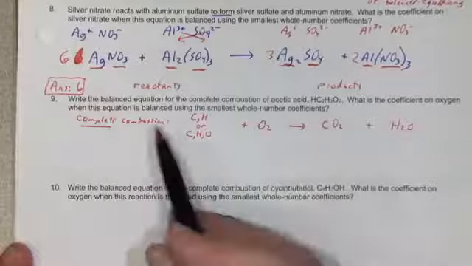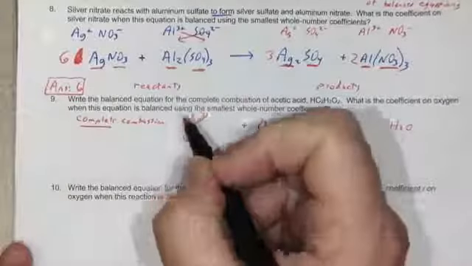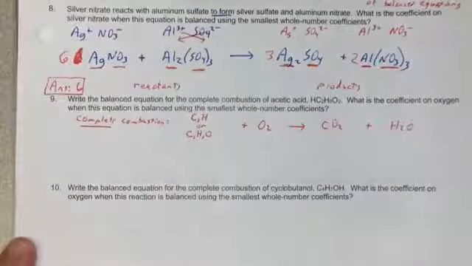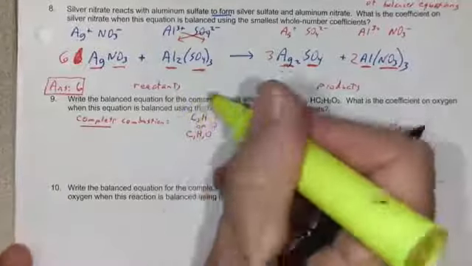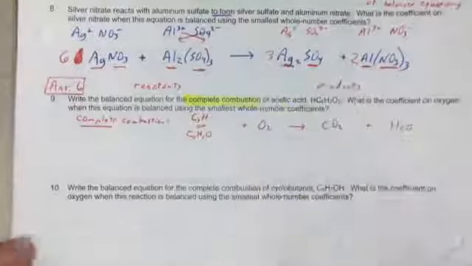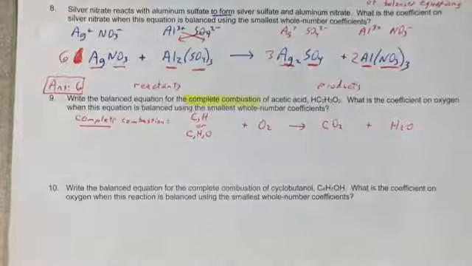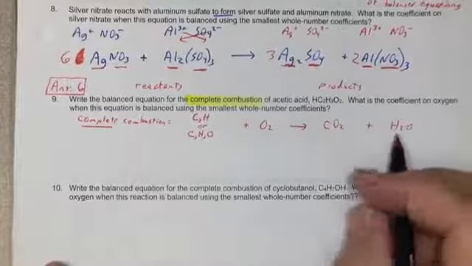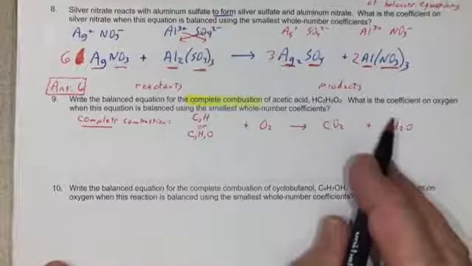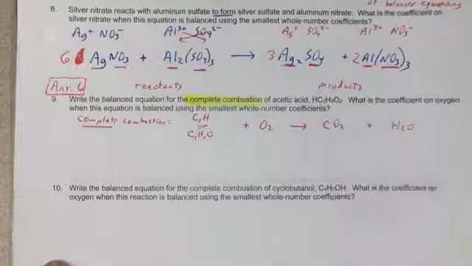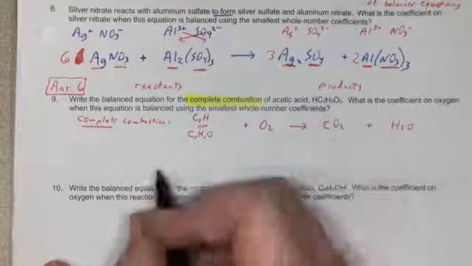So the only one I can ask for is balancing equation for the complete combustion of a substance. So the complete combustion, again, that means you have all the oxygen that you need, and you only get carbon dioxide and water. Okay, so let's do that for acetic acid. For acetic acid, we're given the formula.